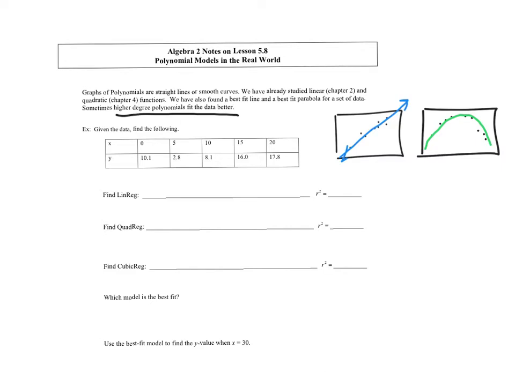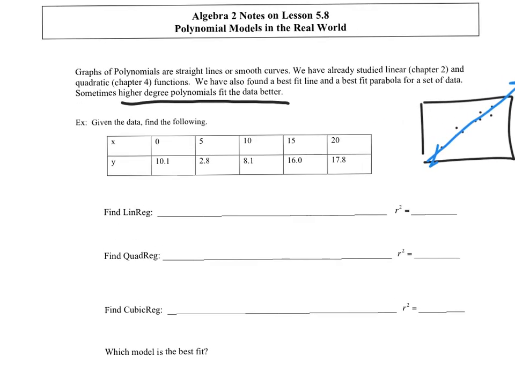We're going to enter this data into our calculator. The x's are L1s and the y's are L2s. And we're going to find 3 things: the linear regression, quadratic regression, and here's the new one of the day, the cubic regression. We're going to write the r squared down for all 3 of them, and we're going to compare that. And whichever one's closest to 1 wins. Isn't that fun?